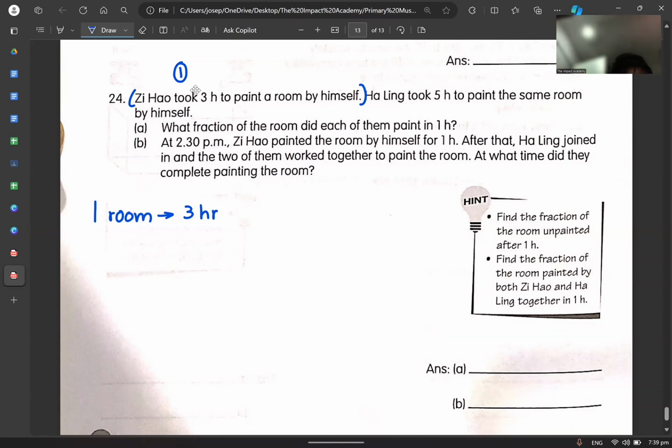Now our job is to always get to Mr. Green Man. But before I go on to that, I just want to write down that this is Zihao. I'll use the blue color for Zihao. So what's my Mr. Green Man? My Mr. Green Man is 1 hour. In order for me to get from 3 to 1, I just have to divide by 3. When I do something to the right, I must do something to the left. I will get 1/3 of the room. Just imagine I split the room into 3 parts.